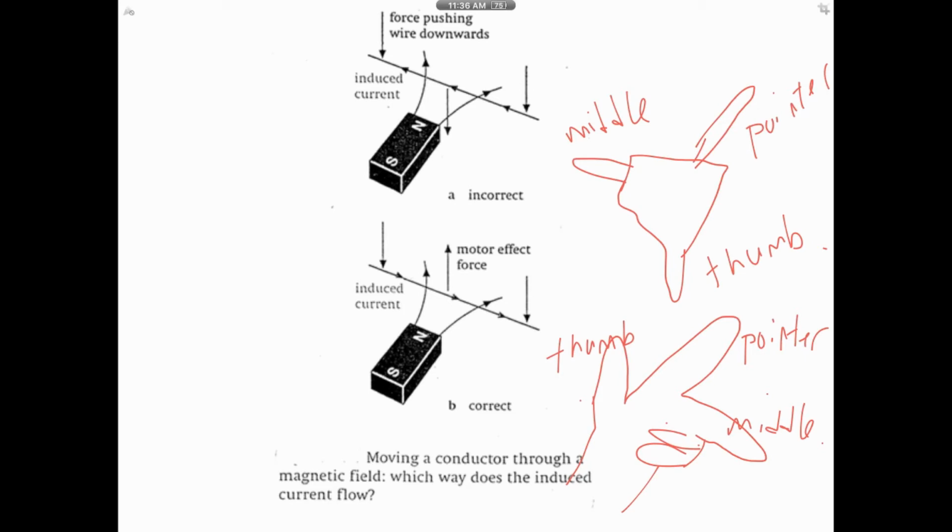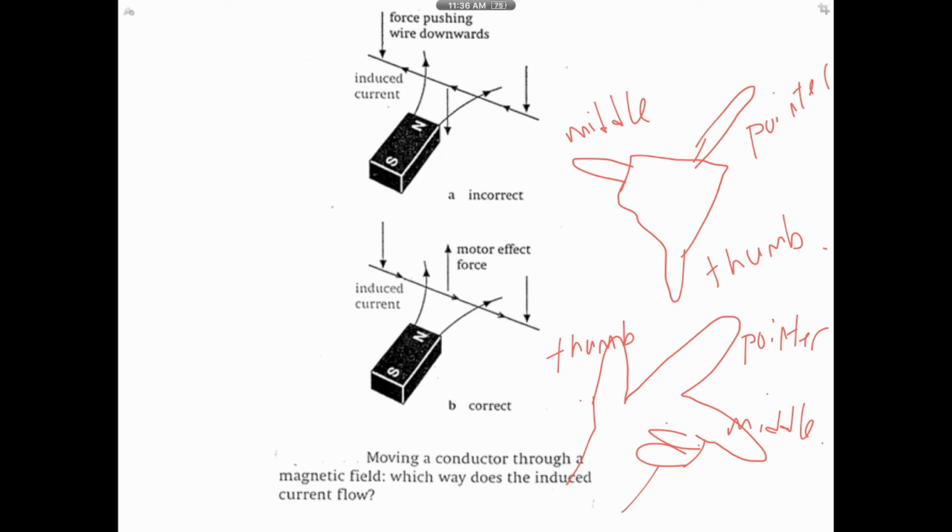Now, the pointer finger still represents magnetic field. That doesn't change. But the other two are different. The middle finger, for Fleming's left-hand rule, represents the direction of the current that you supply, right? But in Fleming's right-hand rule, the middle finger represents the induced current. Okay, it's also current, but it's induced current. Now the thumb is the biggest difference. In Fleming's left-hand rule, the thumb represents the electromagnetic force, but in Fleming's right-hand rule, it doesn't represent electromagnetic force. It represents direction of motion of conductor.